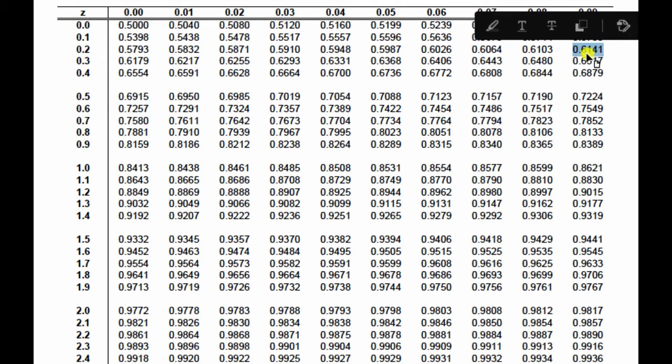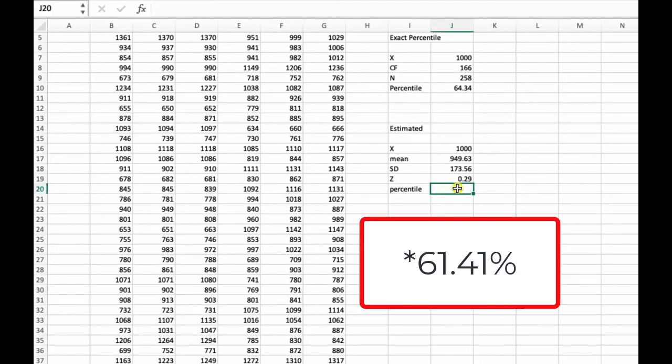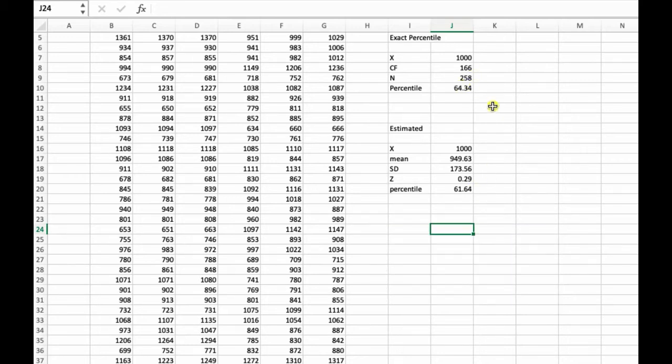So in this one, the percentile or probability that I would randomly select somebody who had a power output of 1,000 or less would be 0.6141 or 61.41%. So then I can click here and insert my percentile of 61.41%. Now we do notice there is a small percentile discrepancy between the estimated and the exact percentiles.